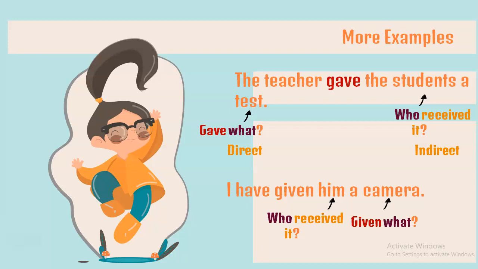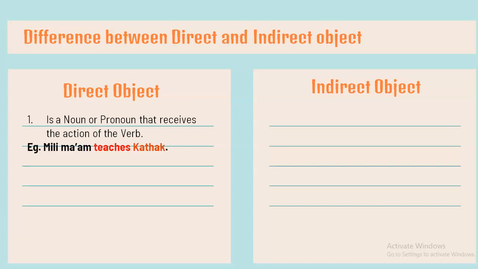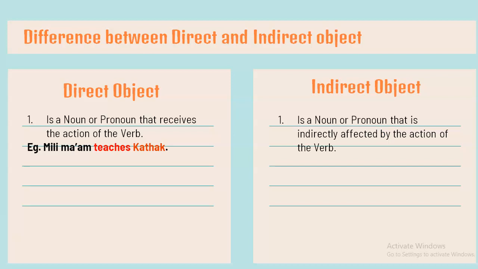Now, before wrapping up, let's quickly go through the basic difference between direct and indirect objects. The first and the most important, that direct object is a noun or a pronoun that receives the action of a verb, okay, directly. Like for example, Millie ma'am teaches Kathak. So, teaches is the verb here. Teaches what? Verb plus what? Kathak. So, Kathak is the direct object of the verb.